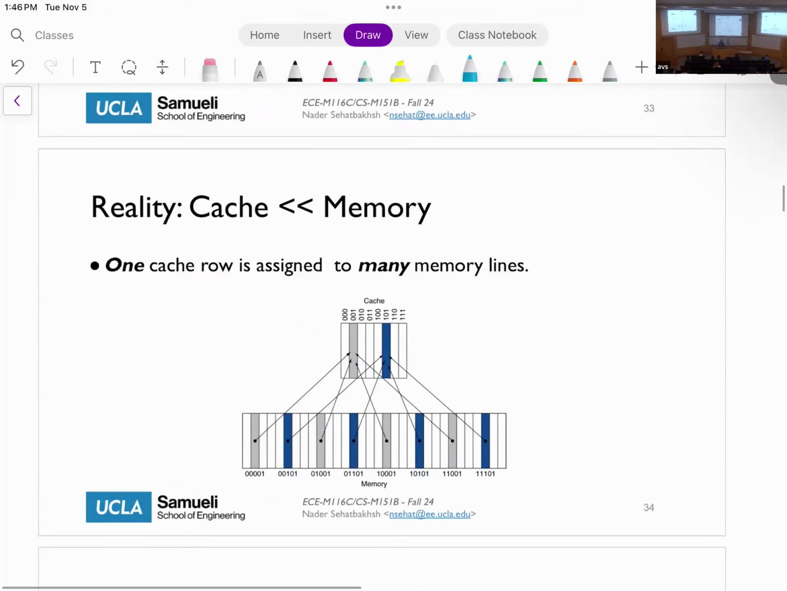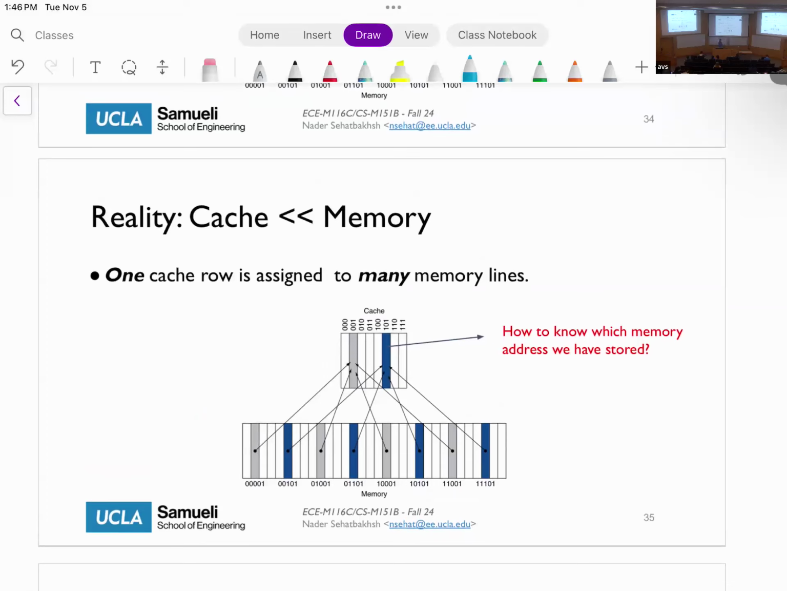And as you can see, the reality is that if this is your memory, there will be many, many lines that are mapped to the same line in the cache, okay? So for example, in this case, I'm just using an arbitrary mapping, but you see that all the gray lines in your memory, these are different bytes in your memory, they're all mapped into the same cache line. So there is some notion of overlapping between the data that exists in your cache, okay? So that's one thing that we need to be able to figure out.